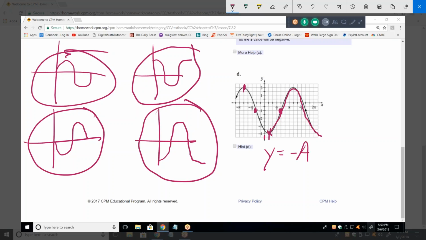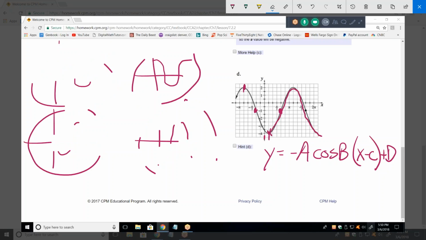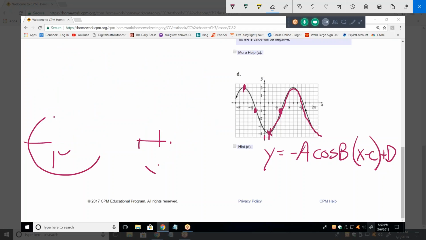Negative a cosine of b times x minus c plus d. That's the one we're going to use. Now we just have to solve for a, b, c, and d. But it helps to know which one we're going to start with, because that's going to determine the phase shift c. We have to know which one we're starting with.